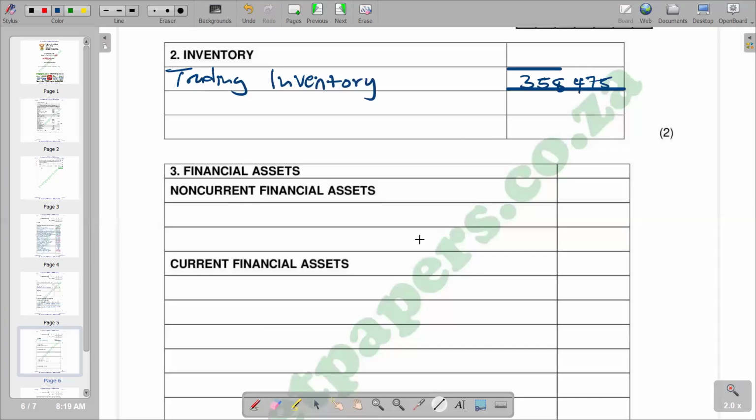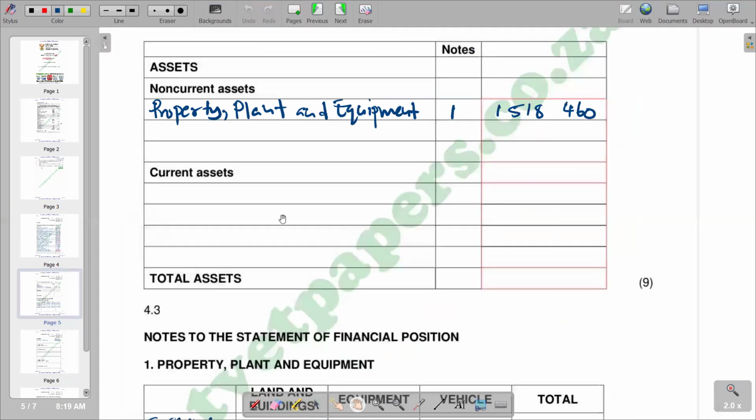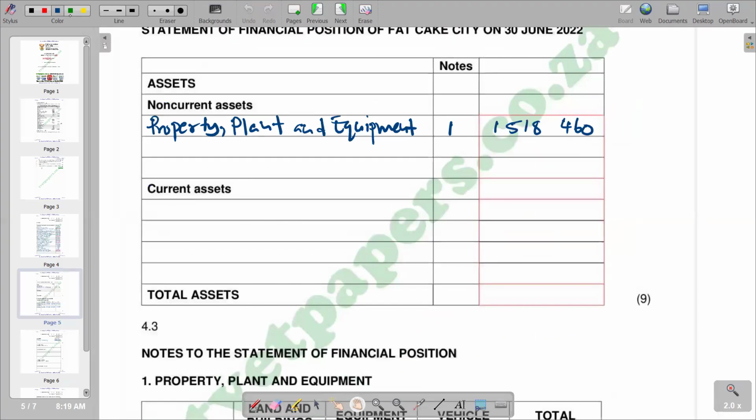So the same figure that's going to represent our inventory, which is 358,475. Then obviously we have to transfer it to the statement of financial position. So we refer back. You see that for the statement of financial position, we've got current assets. That's where we're going to have our inventory. So we say inventory.